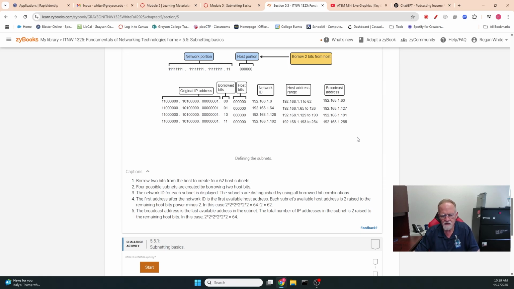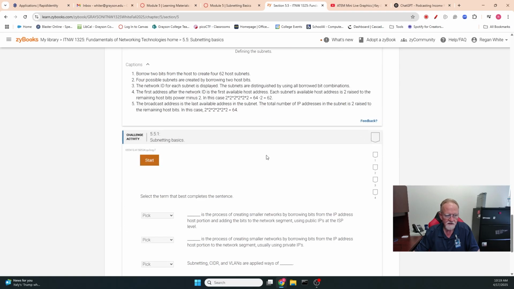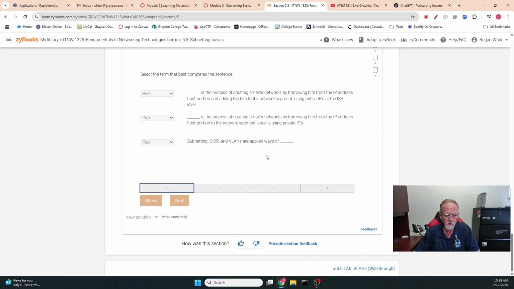I know it's a little confusing. Particularly if you do the exercises, by the time we get through the chapter, you'll understand it. So we've got a challenge activity here. Once we're done with that, then we're going to be ready to move on to the next piece.